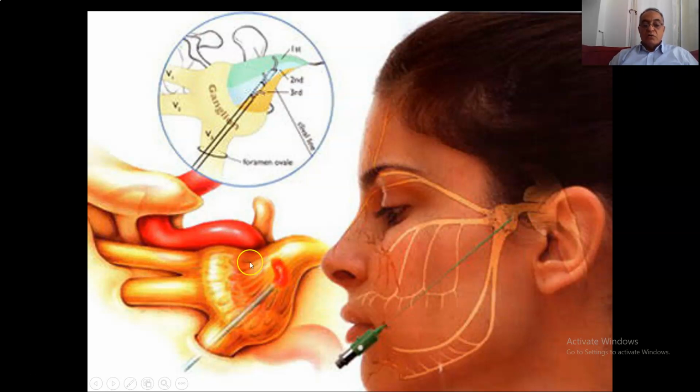If you go too much medially with your needle, you might injure the internal carotid artery. The needle is coming from the foramen ovale into the Gasserian ganglion, but if you go in a medial direction, you might injure the lateral loop medial to the Gasserian ganglion.